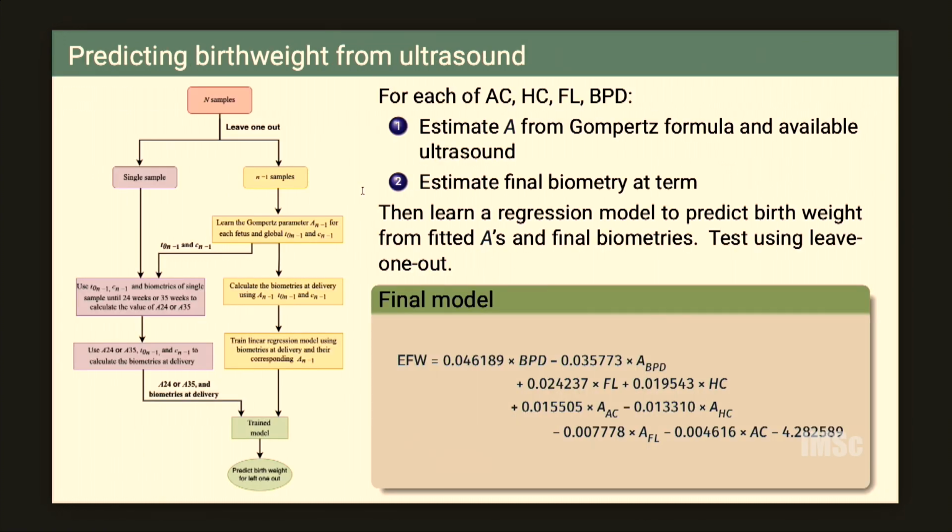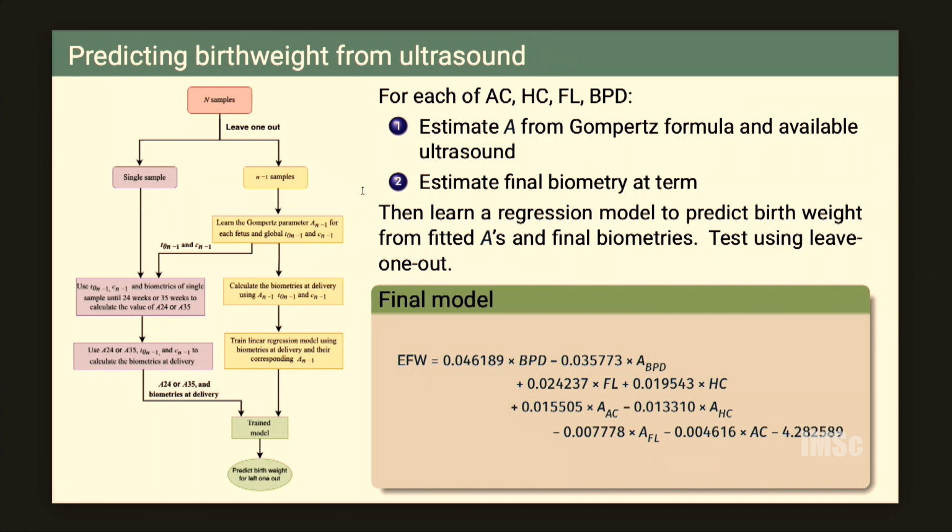So here is the main part of the talk, which is predicting the birth weight from the ultrasound measurements. Basically, what we did is for each of the 4 measurements, abdominal circumference, head circumference, femur length, and biparietal diameter, we estimate A from the Gompertz formula and the available ultrasounds. That is, we just fit it. We do this either with the first 2 ultrasounds or with the complete set of 3 ultrasounds.